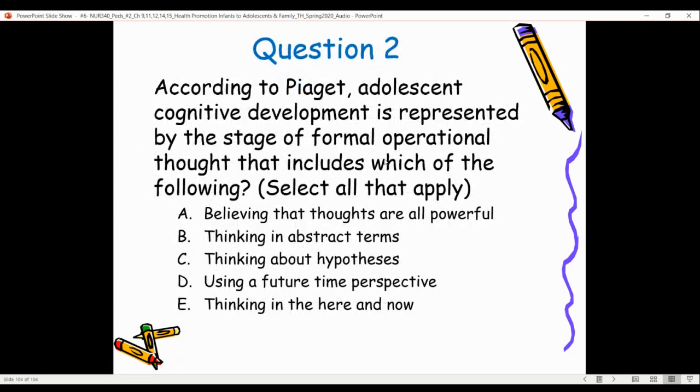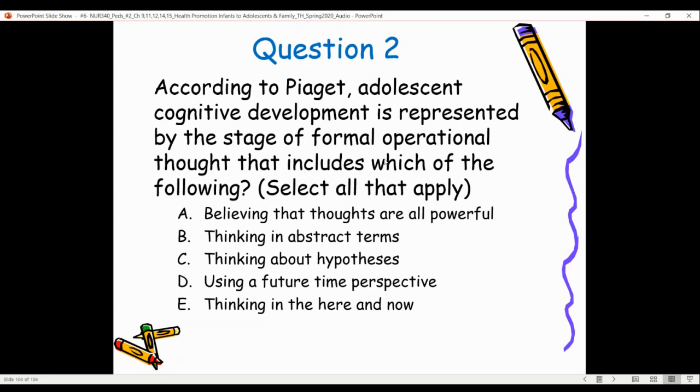With Piaget, adolescent cognitive development is represented by the stage of formal operational thought, which includes which of the following? Select all that apply. So these are yes or no. Believing that thoughts are all powerful: is that a yes or no? No, correct. What age is that? Preschool, yep. And magical thinking, good. So preschoolers have magical thinking.